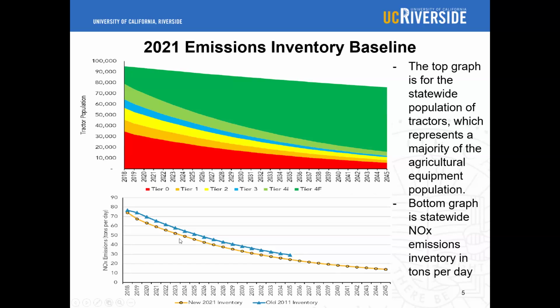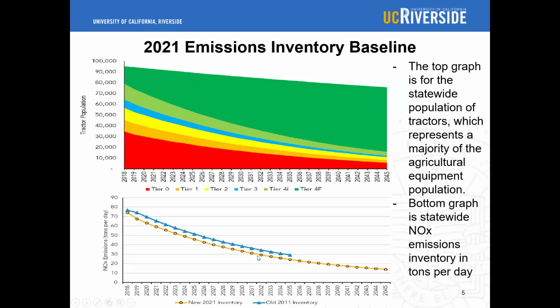So on the bottom, we can see the NOx inventory. And again, this is a statewide inventory for agriculture equipment. And what you can see here, the yellow line represents the newer inventory that was developed in 2021, that in part used some of this information, as well as some of the surveys and all the other things that they have been working on. And then you can see how it tracks with the old inventory.